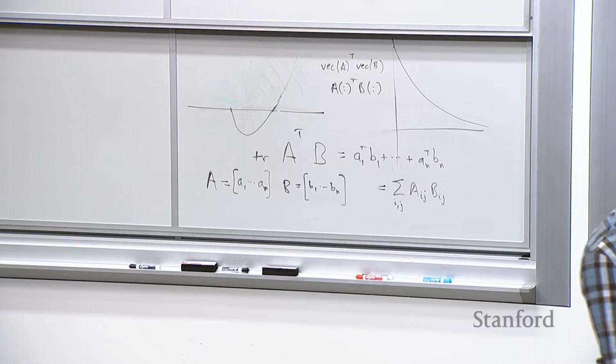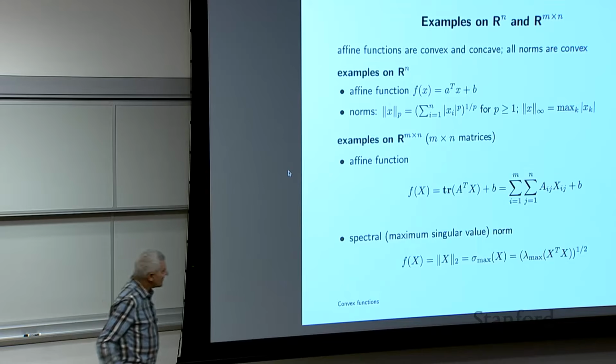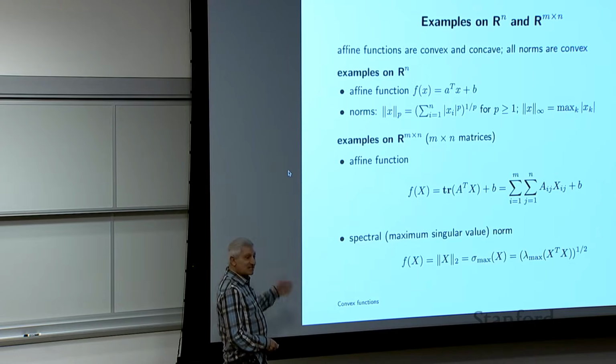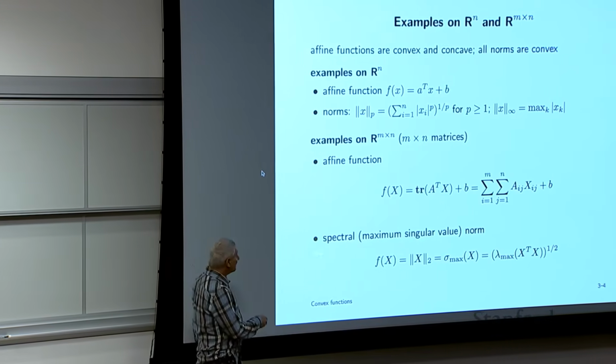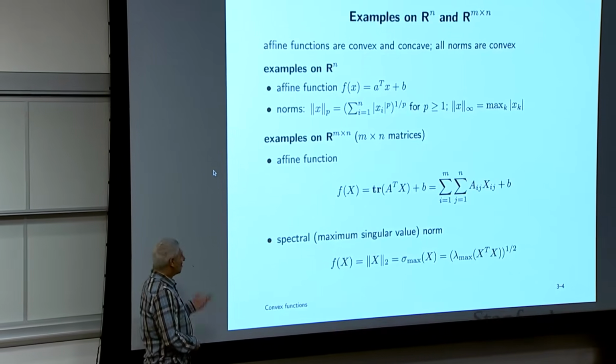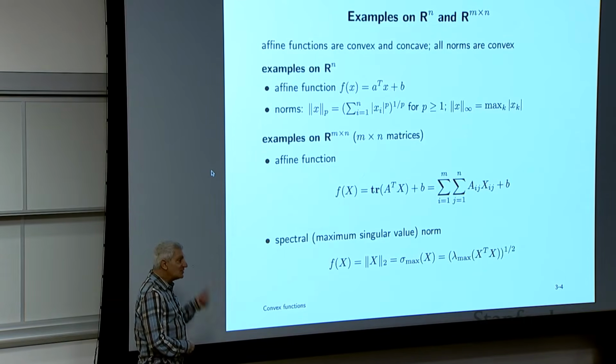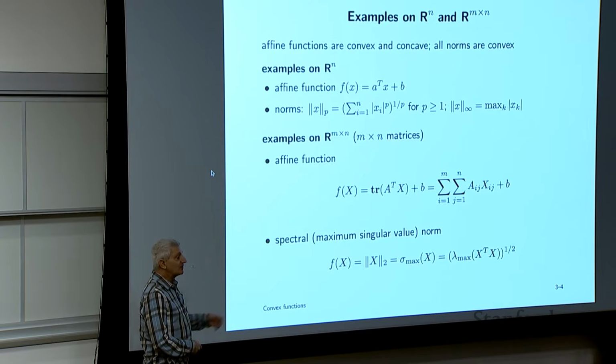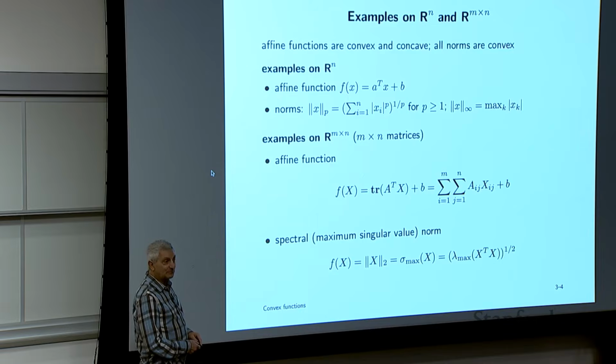Okay, so here's a function that's convex. Actually, any norm is convex. It follows just from the properties of a norm. But the spectral norm, otherwise called the induced 2 norm, is this. It's the maximum singular value of that matrix. That's a convex function. Okay, so yeah.